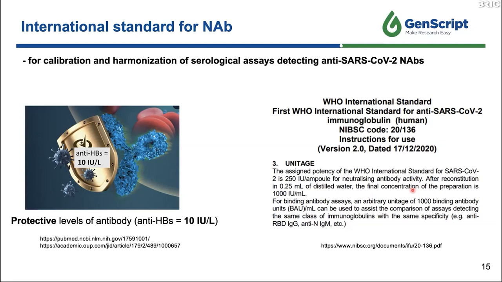Of particular note, the IU per ml here is only reserved for neutralizing antibody. That means that only assays detecting the neutralizing antibody can use the IU per ml to report their results. Binding antibody assays will need to report the results in binding antibody units, which is BAU per ml. And because cPass is an assay to detect the neutralizing antibody, we will be able to report our results in IU per ml.